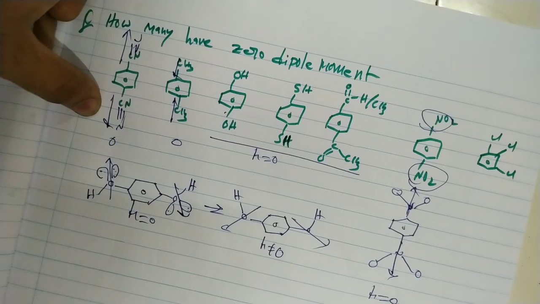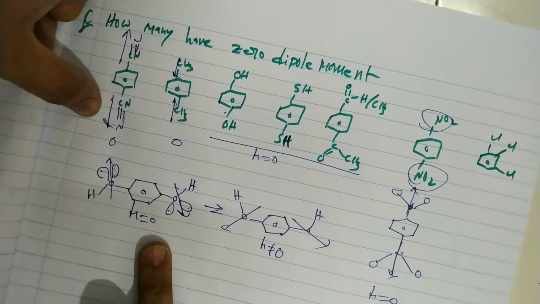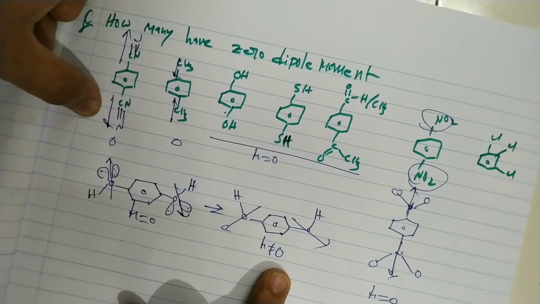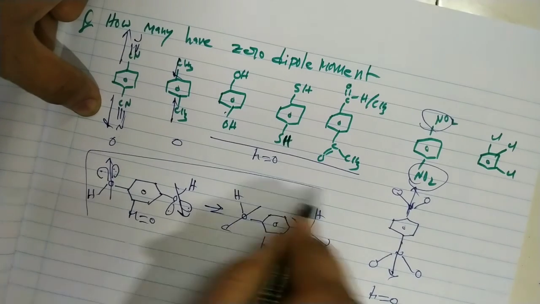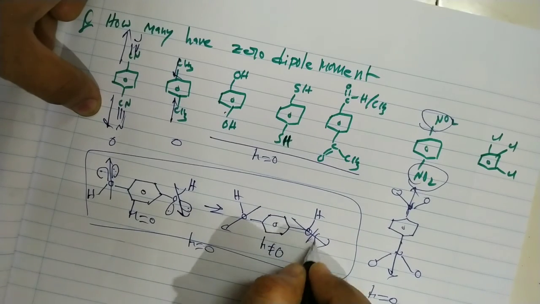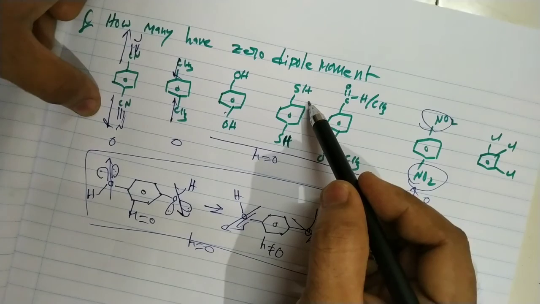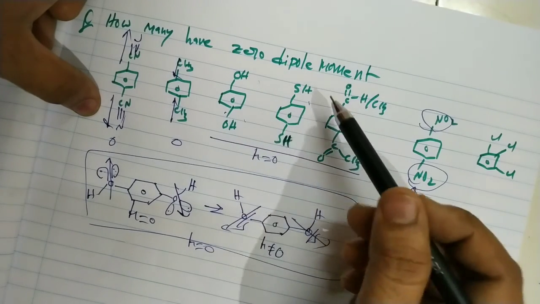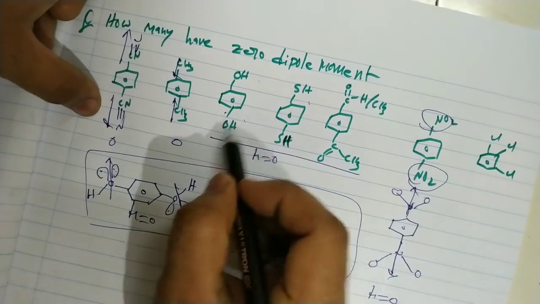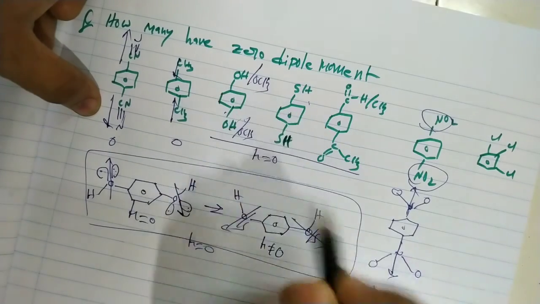It means this molecule exists in both conformations. Of course for this conformation the resultant dipole moment is 0, and for this conformation it is not equal to 0. But the molecule exists in both conformations, so overall the compound's dipole moment is not equal to 0. Okay, if it is oxygen or sulfur, this one SH is not equal to 0, OH is not equal to 0, or OCH3, we can take OCH3 also. This one also has some specific dipole moment.